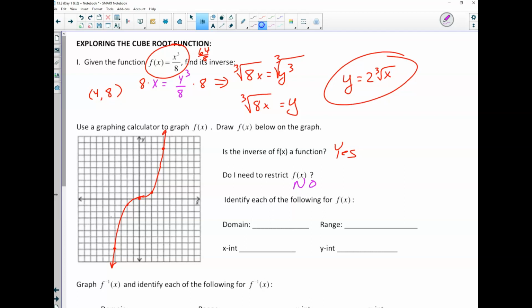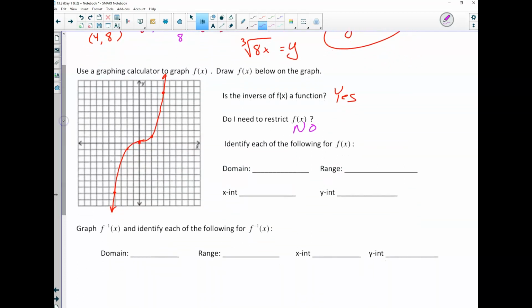So we're going to identify each of the following for f of x. Well, what's the domain? I can see it takes positive and negative, so it's all real numbers. What's the range? It goes both up and down, so the range is all real numbers. What is my x-intercept?